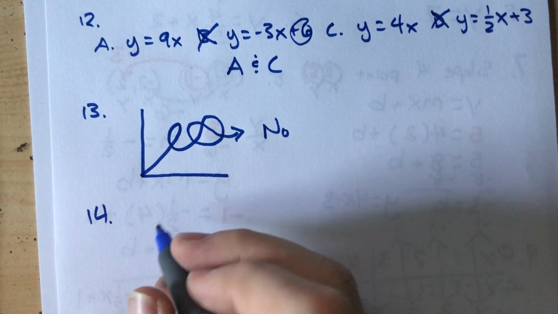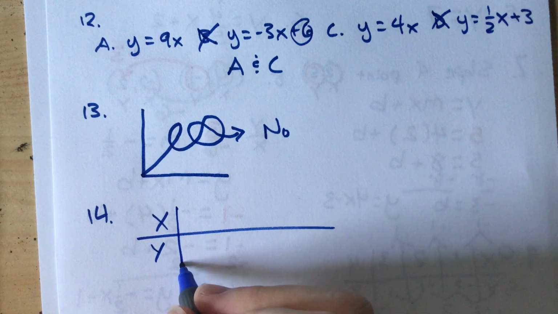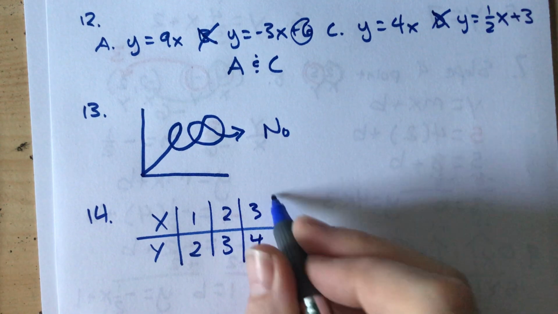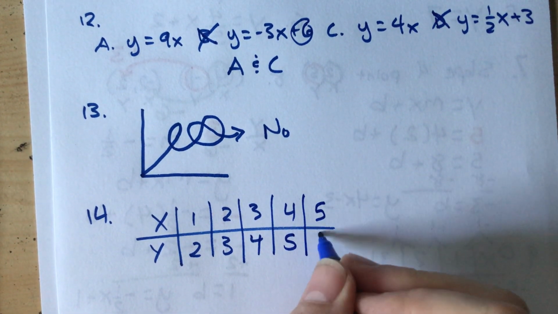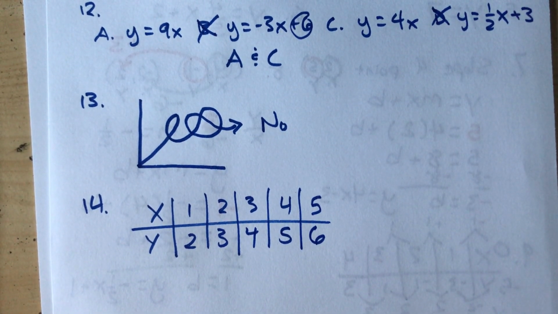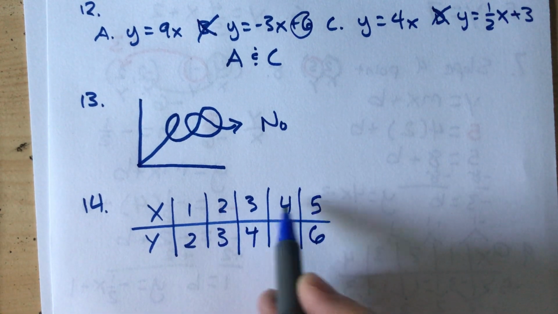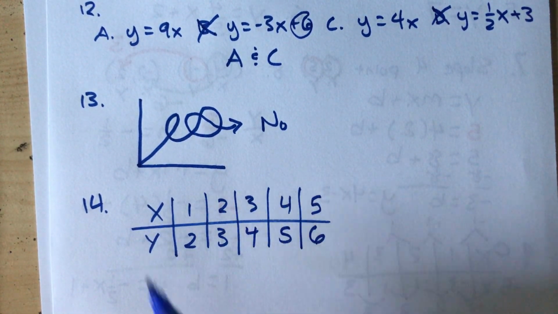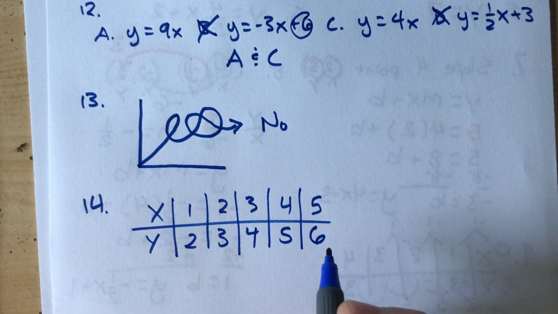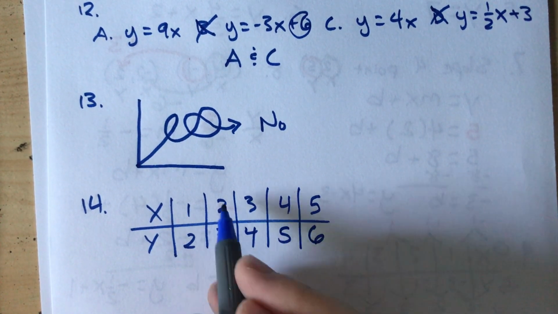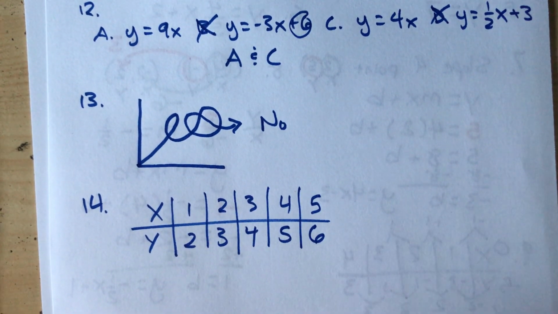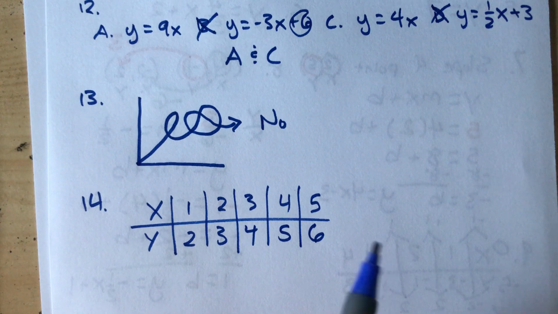14, the last one. I give you another table. X, Y, you got 1, 2, 2, 3, 3, 4, 4, 5, and 5, 6. Does this table represent a function? Remember, all you have to look for is repeated x's. If there's repeated x's, then you have to check the y's. If they have the same y's, it's still a function. You can't have like 1 and 2 and then 1 and 3. That doesn't work, because that means you're plugging in the same number into the same equation and getting two different answers. That's not okay. This is clearly a function.